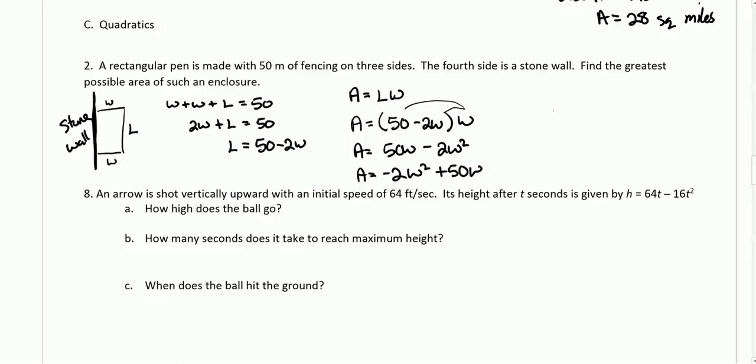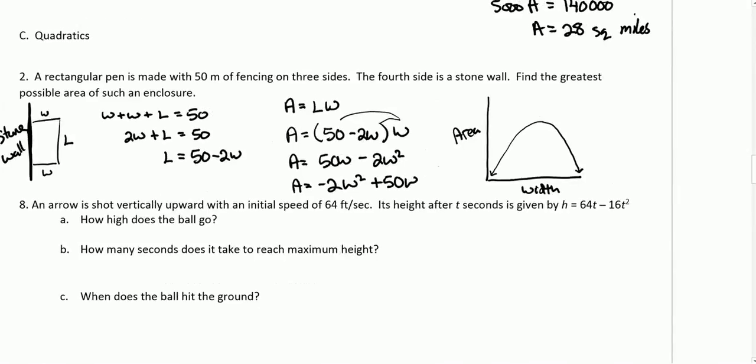To give you a visual here, this is the width that we use in the area. We get this upside down parabola. That's our equation, A equals negative 2W squared plus 50W, where the vertex is at the maximum here. So if we can find the vertex of this, then we can solve.